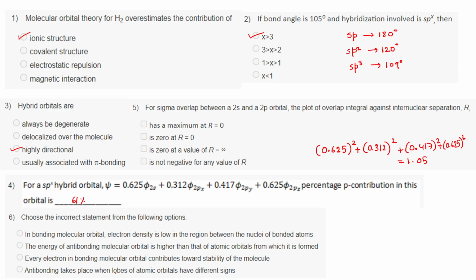So percentage is said by that, so I shouldn't use the percentage, right? Okay. Now question number five, for sigma overlap between a 2s and 2p orbital, the plot of the overlap integral against the internuclear separation R is going to be at a maximum at R equal to 0.